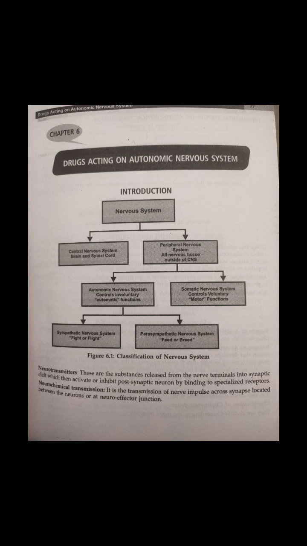If we look at the pharmacological action of ganglionic stimulants, effect on heart, it causes bradycardia. Effect on iris, it causes miosis. Effect on intestine, it increases motility and causes diarrhea. And effect on glands, it increases glandular secretion.